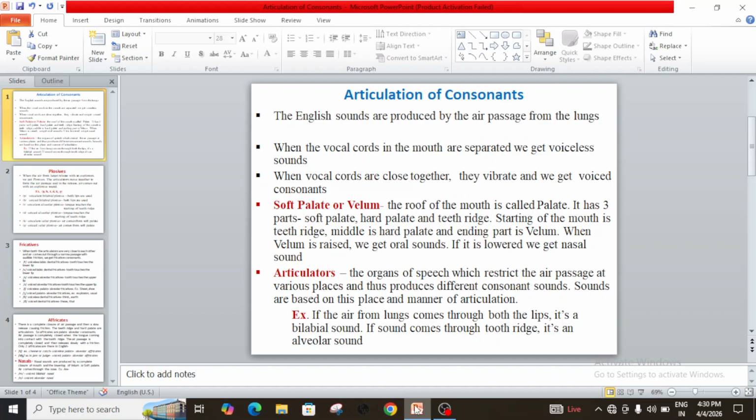Hello students, today we are talking about articulation of consonant sounds.